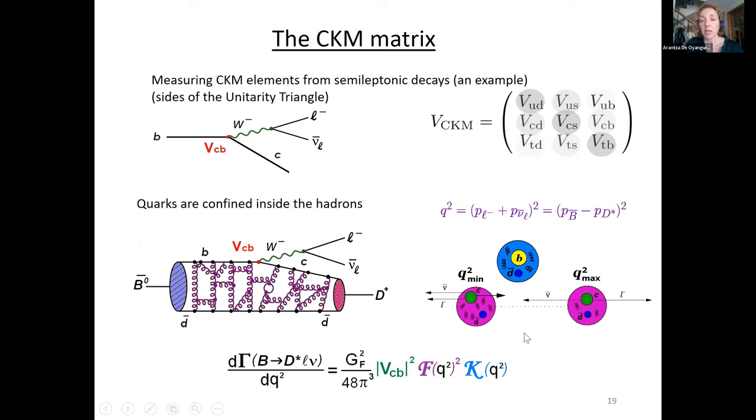Okay. And it is coming from the different kinematic configurations, where for the minimum q squared the D star meson is taking the energy, or the maximum q squared, where the D star is almost at rest. Okay, so you can express the differential decay width of this kind of exclusive process in terms of the Fermi constant and Vcb. Then you have a kinematic factor, which you can compute as a function of q squared, and then you have the form factor of the transition. And this form factor is giving you all this effect here. And this is very, very important to be known with hard predictions.